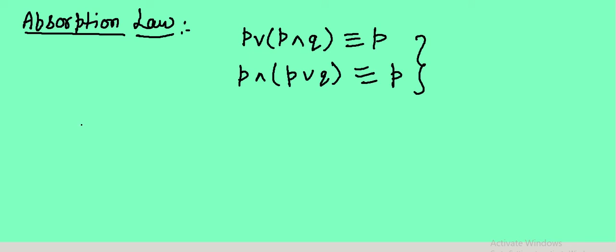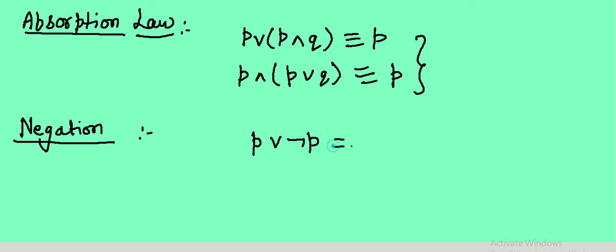Now come to the next law, which is your negation law. Negation law is again very important, because the negation of a proposition will be again that proposition. Negation law is: P or not P will be true, and P and not P will be false.